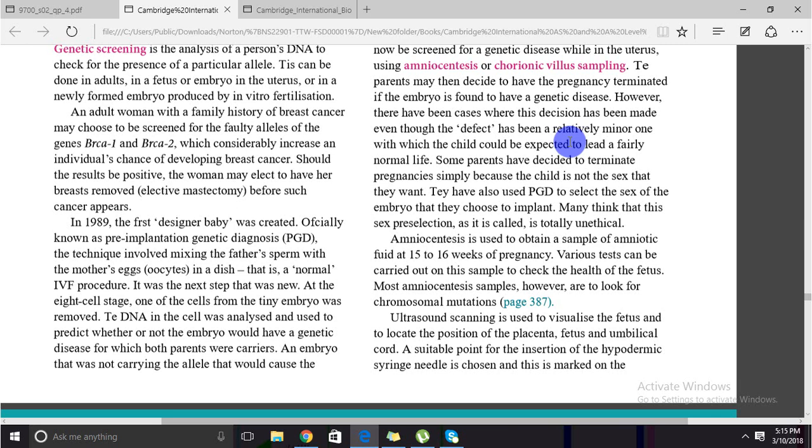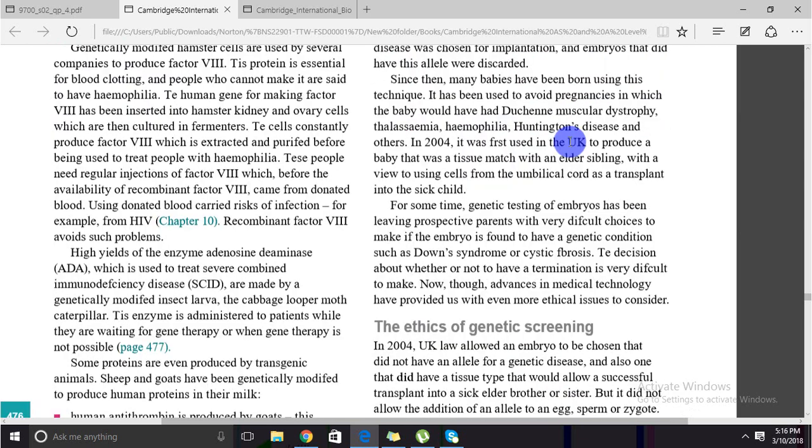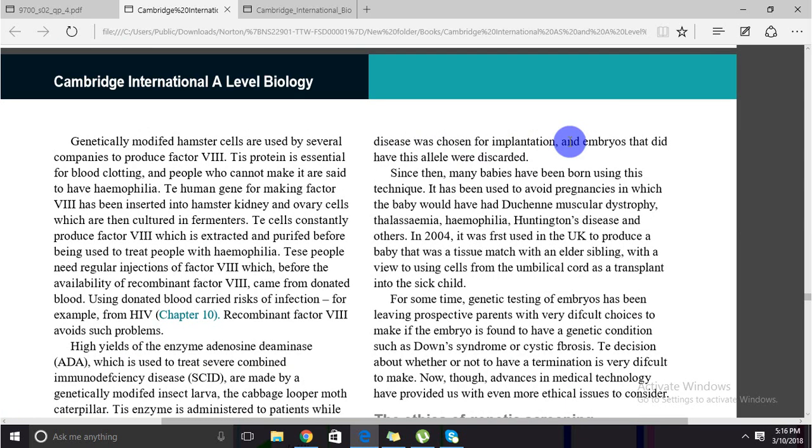At the 8-cell stage, one of the cells from the tiny embryo was removed, and this is embryo biopsy. The DNA in the cell was analyzed and used to predict whether or not the embryo would have a genetic disease for which both the parents were carriers. An embryo that was not carrying the allele that would cause the disease was chosen for implantation, and embryos that did have the allele were subsequently discarded. So this is sort of preselection, but not really.